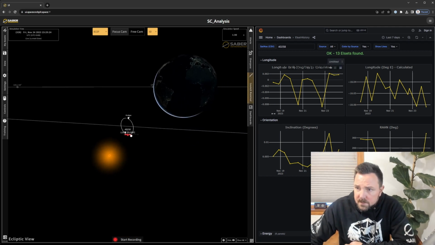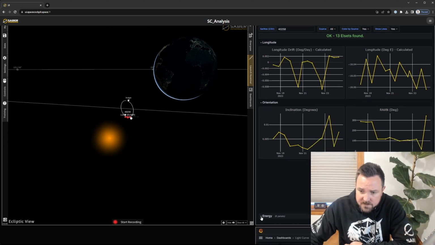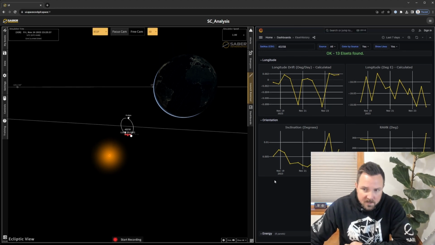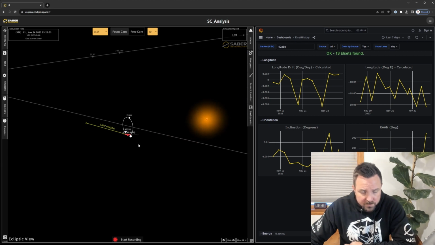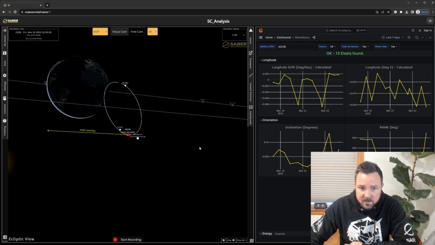Right, so here in the Elset history plot, we are given a longitude drift, longitude, inclination, RAN, argument of perigee, and then there's this energy tab, which has a number of other plots, which I'll go through in time. But let's start up here and look at the longitude drift in degrees per day. So you can see here it's hovering around 0. There's very small deviation off 0 here. You can also see that in Space Cockpit by toggling on the longitude drift velocity vector here.